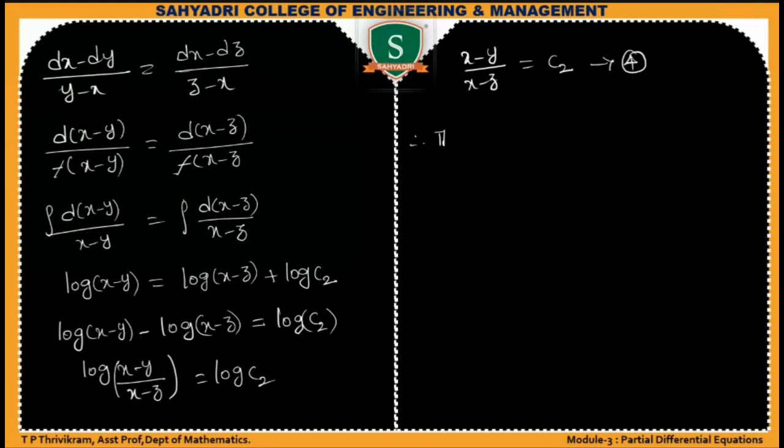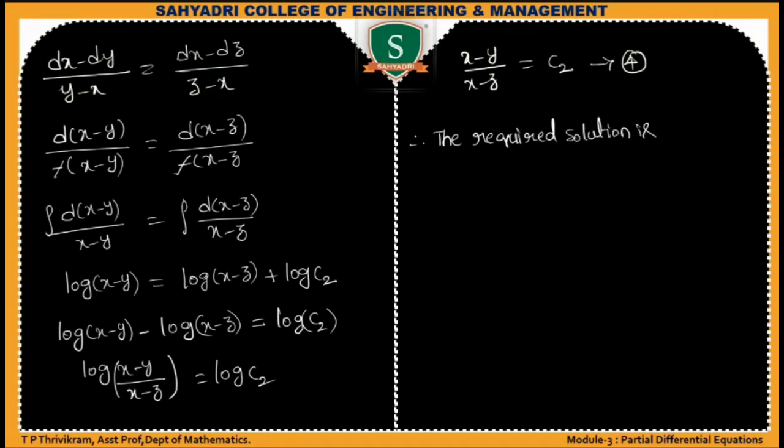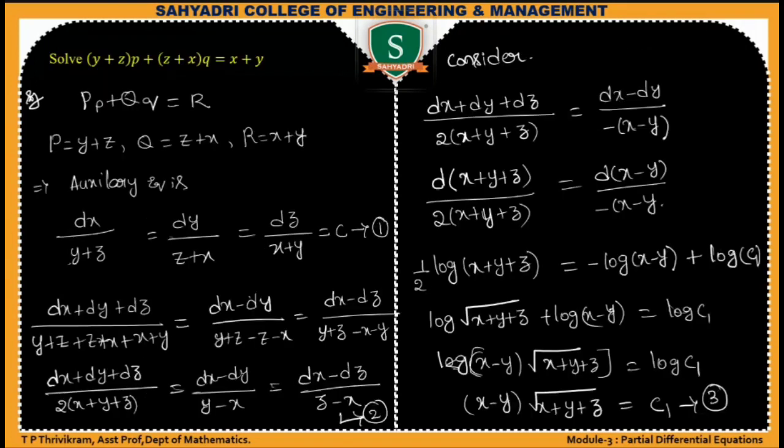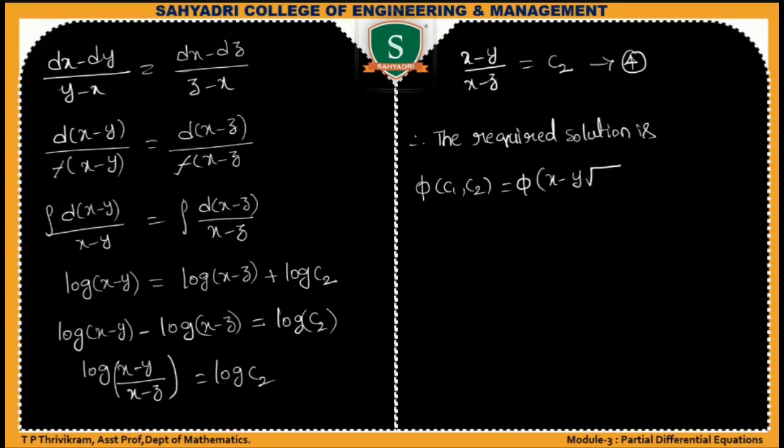So therefore the required solution is phi of c1 comma c2, which is nothing but phi of ((x minus y) into root of (x plus y plus z), comma, (x minus y) divided by (x minus z)). Okay, so this is the actual solution.